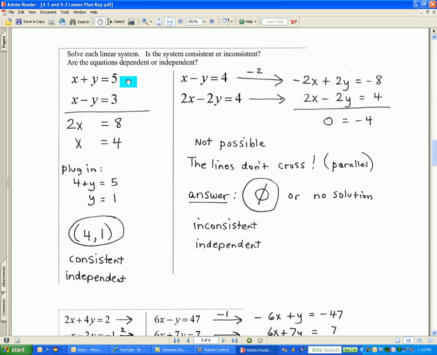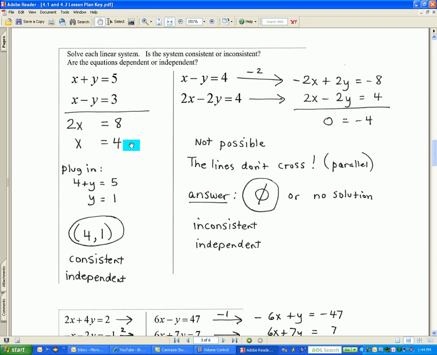Here's a system: x plus y equals 5 and x minus y equals 3. I'm going to teach you how to solve this by the elimination method. Now, see there's a positive y and there's a negative y? If we add them together, they eliminate. x plus x becomes 2x, 5 plus 3 becomes 8, 2x equals 8, therefore x equals 4.